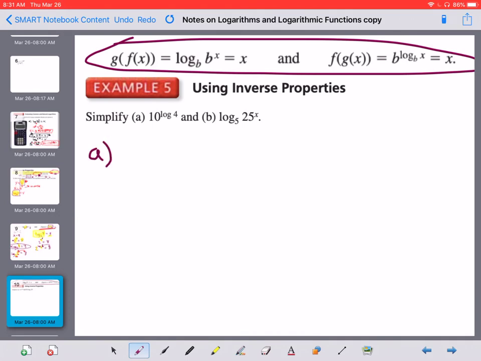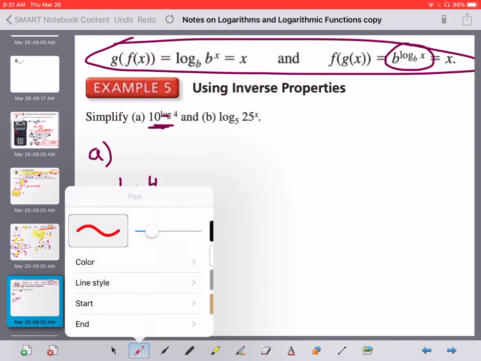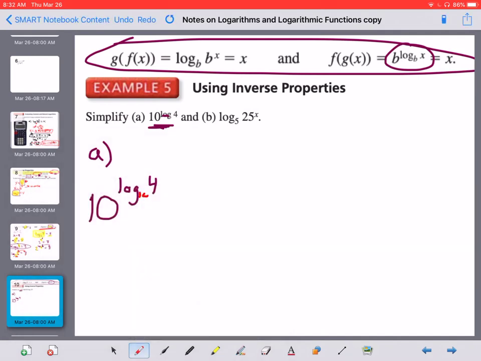Okay, so start with A. Now, this guy looks a lot like that. It's got its base raised to a log, all right? And remember, when the log is isolated like it is, where there's no base written under that log, what base is implied? So just to rewrite this bigger, 10 to the log of 4. Remember, when it's just written log of 4, the base 10 is implied.